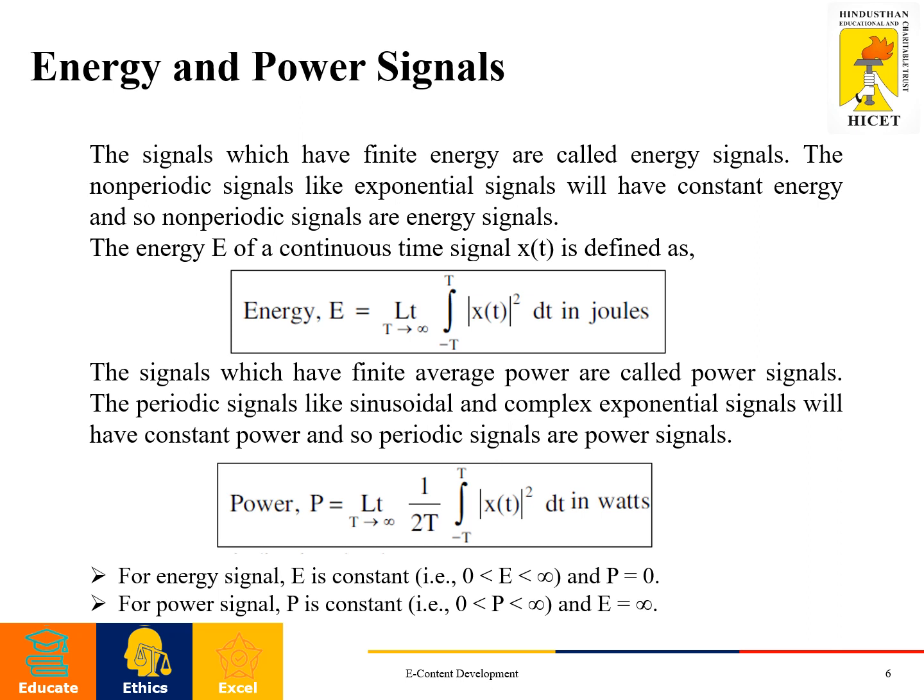For an energy signal, E is a constant. If the signal is an energy signal, the power value is 0. So for an energy signal, the energy lies between 0 and infinity. For a power signal, P is constant. The P value lies between 0 and infinity. If it is a power signal, the energy value becomes infinity.